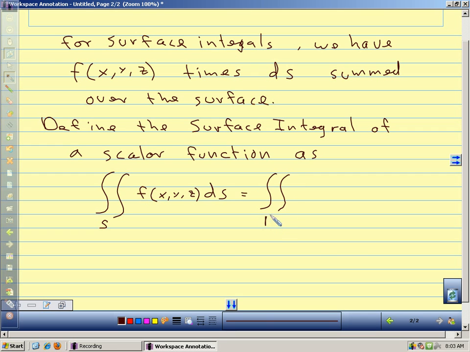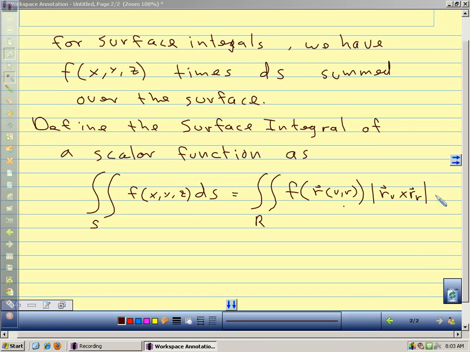by taking the double integral over the region of f of r of u and v, so our function expressed in terms of our parameters, times the magnitude of the cross product of our first partials, which is our little increment of surface area, times du dv. And R is our region in the UV plane.